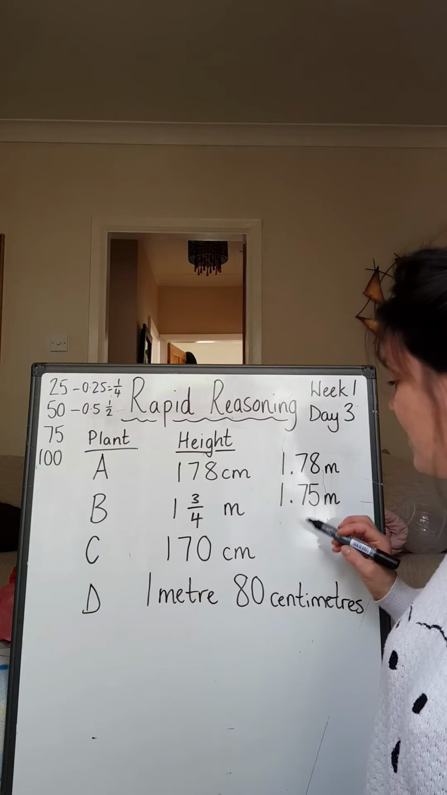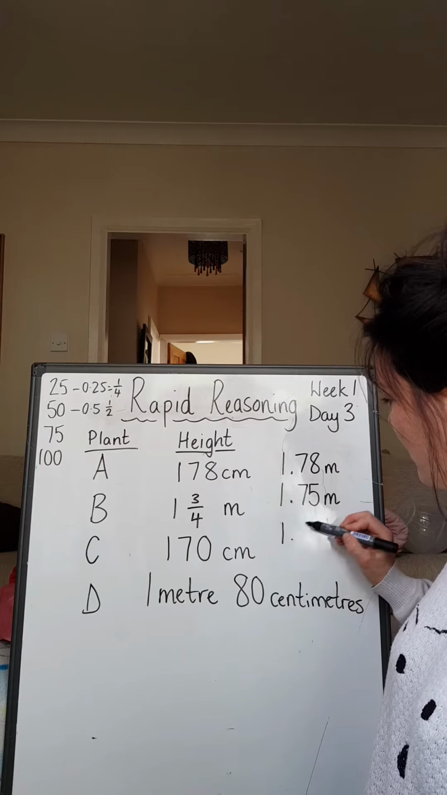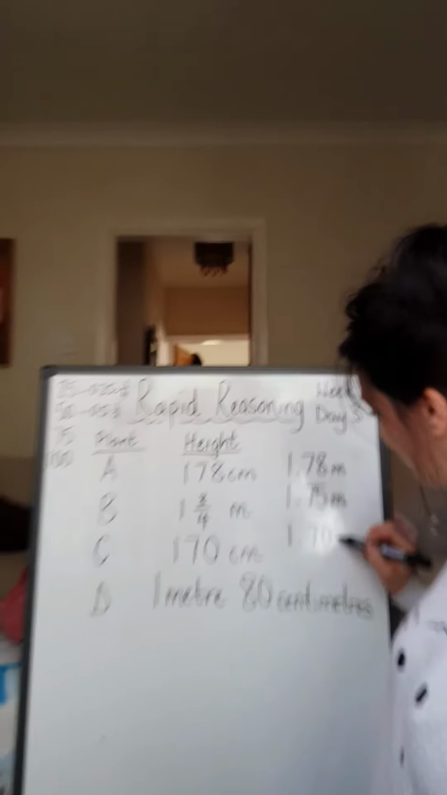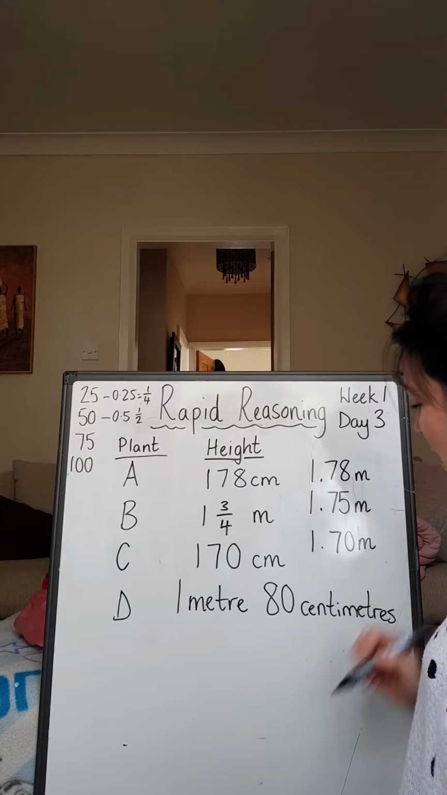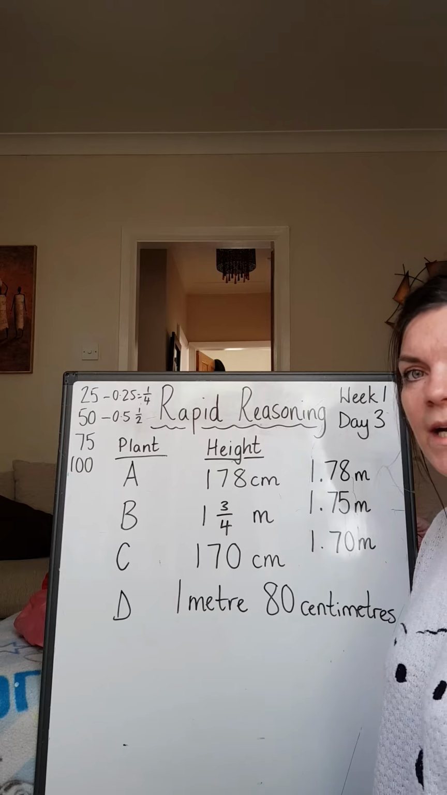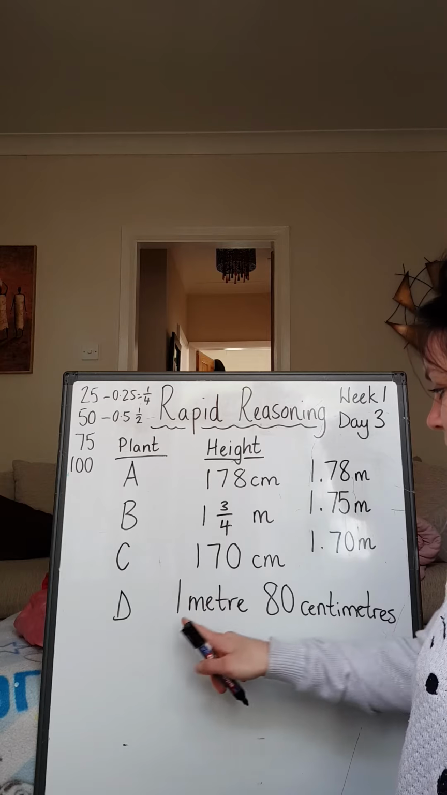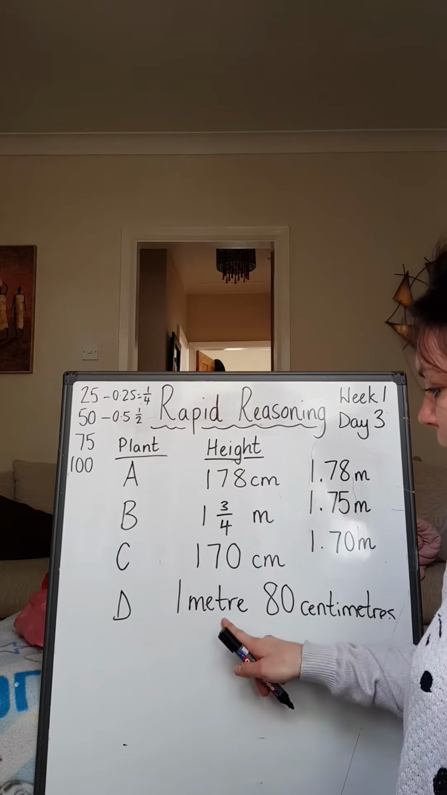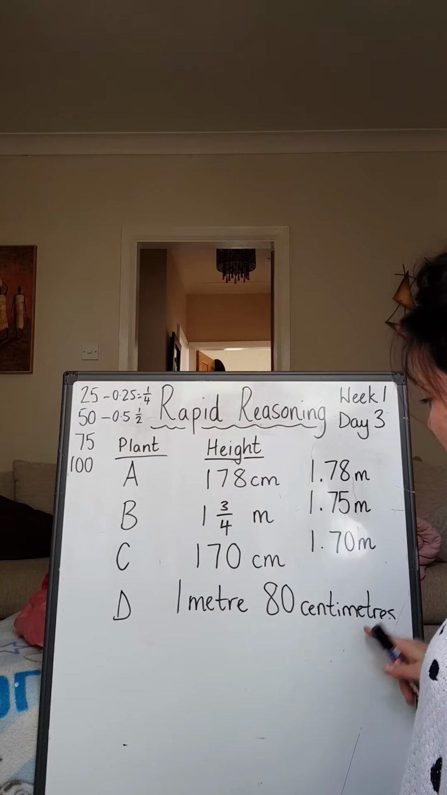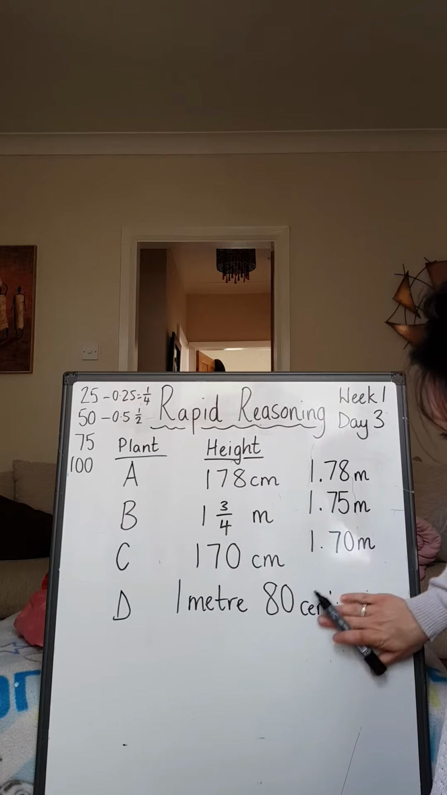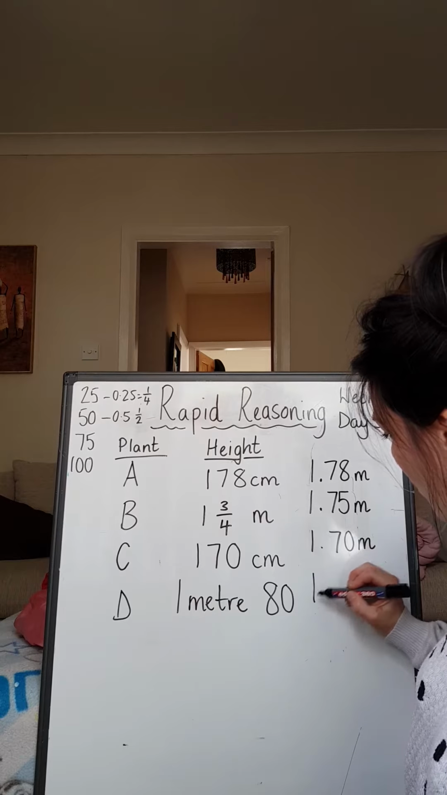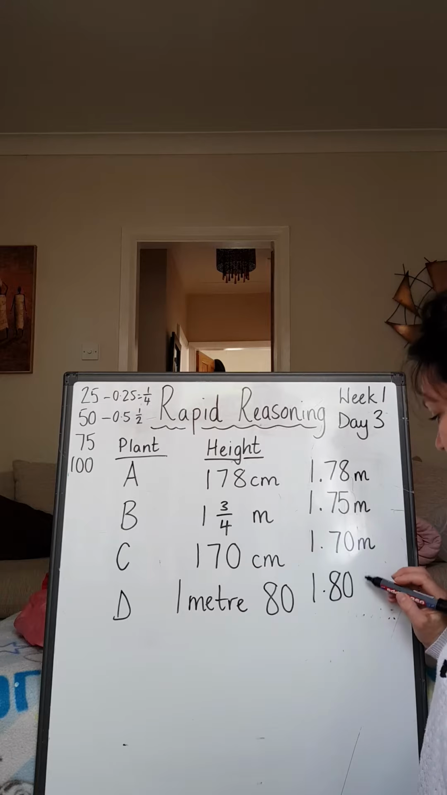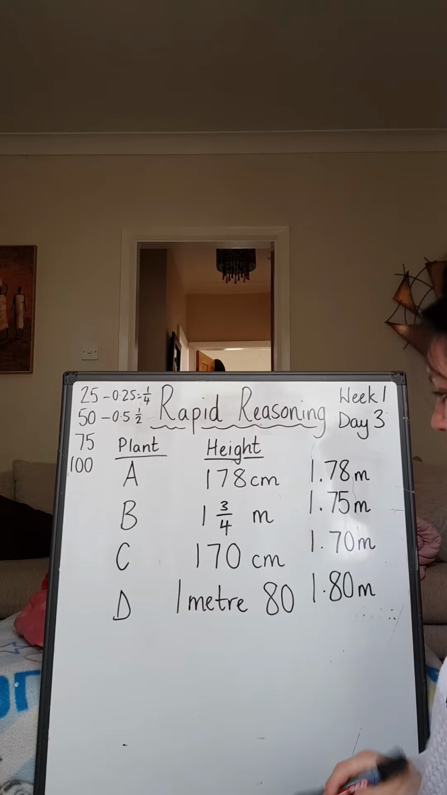170 centimetres, I know that's 1.7 metres. I'm going to put the 0 on just because I can. We like doing that in class 3. 1.7 metres or 1.70 metres. And this one here, it's already really done for me, but it's in words. 1 metre, so that's 1.80 centimetres. So I'm just going to rub that off. 1.8 or 1.80, and write it both ways.